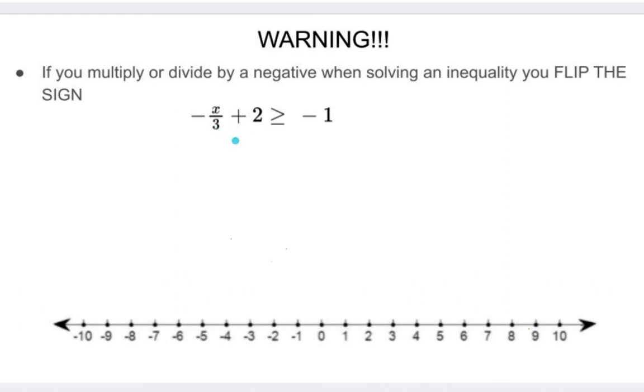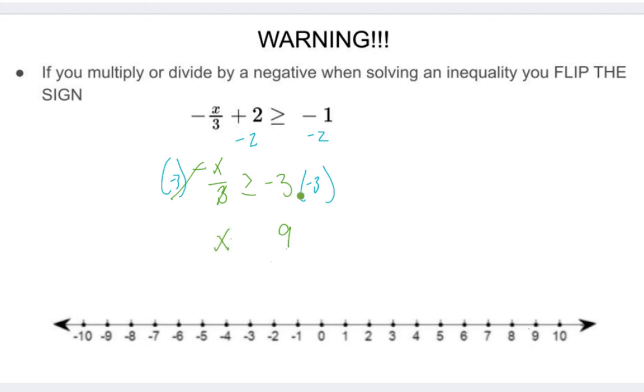So instead of +2, we're going to subtract 2. So this means x divided by -3. So the opposite of divide is to multiply. So we're going to multiply both sides by -3. So that cancels out. Negative times a negative is +9.